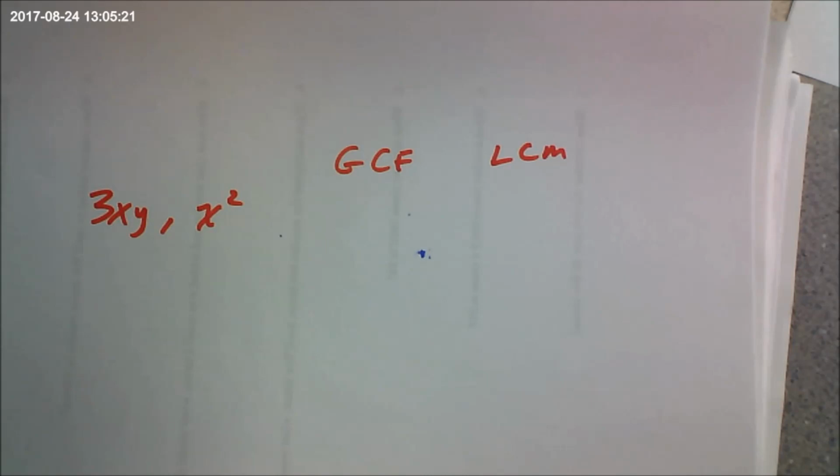Is there a y with the x squared? Can't be that then, can it? Because y doesn't go into x squared. What about x? Does x go into 3xy? Yes. Does x go into x squared? What about the 3? Does the 3 cause problems? There's no 3 over here, right? So 3 doesn't go into that one. So x is the biggest thing that goes into both. That's the greatest common factor. Yeah?